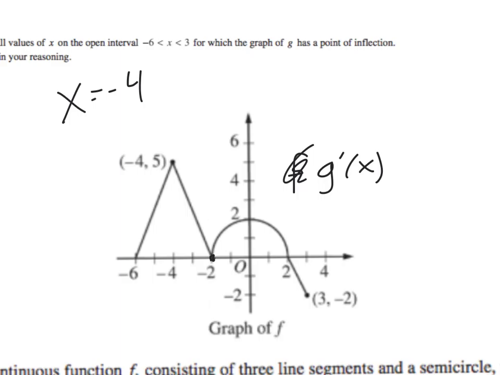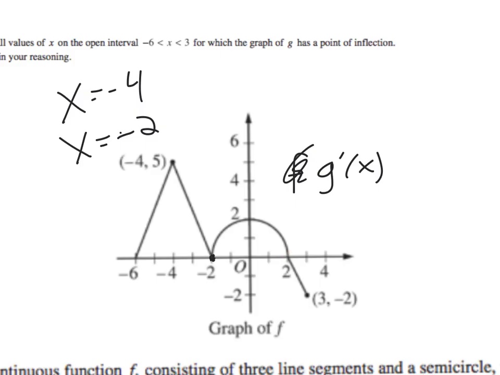Another one is at -2. The slopes are decreasing to the left of -2. The slopes are increasing to the right of -2, and that is the fundamental definition of what an inflection point is, where the rate of change of the slopes changes direction. The slopes were positive, then they were negative, so that's an inflection point. The slopes are negative, then they were positive. The rate of change of the slopes was negative. The rate of change was positive, so that is an inflection point.